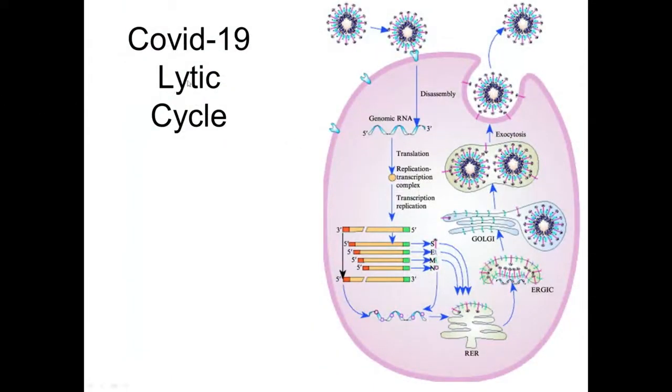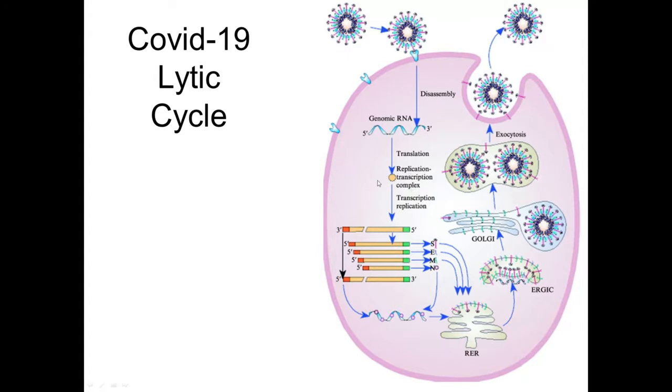So this is the COVID-19 or the coronavirus pathway. It uses receptor-mediated endocytosis to get inside. It's an RNA virus, so it's going to insert its RNA. That RNA is going to go through translation immediately to be made into that replication transcription complex.